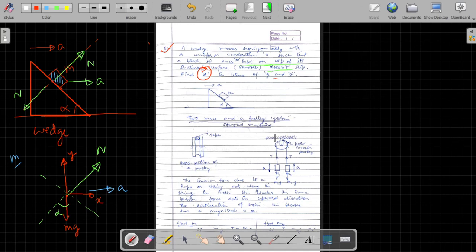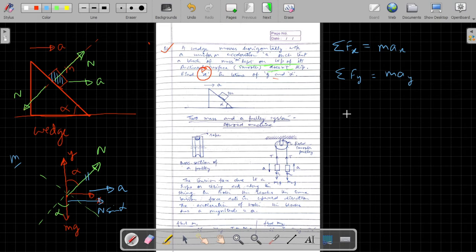So we chose the x-axis along the horizontal, and we will be now resolving the forces. So this angle is alpha, and the resolution of n along the x-axis would be n sin alpha, and the value of n along the y-axis would be n cos alpha. So then we'll be writing the equations. That is step number 4. So sum of forces along x direction is equal to mass times acceleration. Sum of forces along y direction is equal to mass times acceleration along y direction.